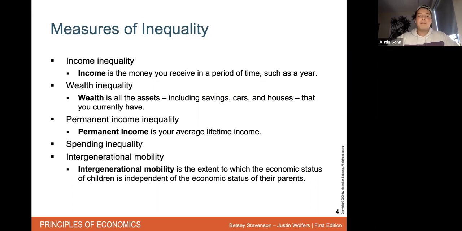Income is the amount of money that you make in a period. As an example, if you are working a job and your salary is $60,000 a year, your income is then $60,000. The next is wealth inequality.